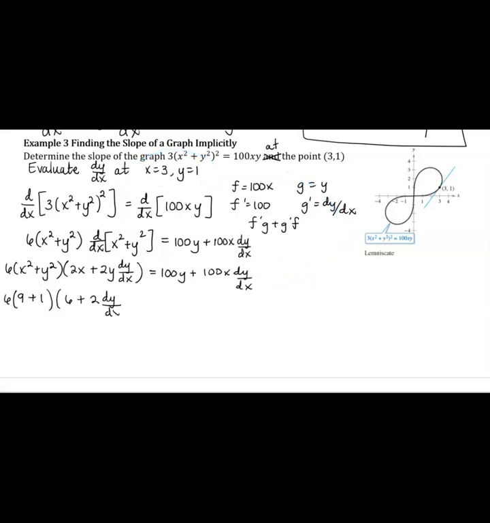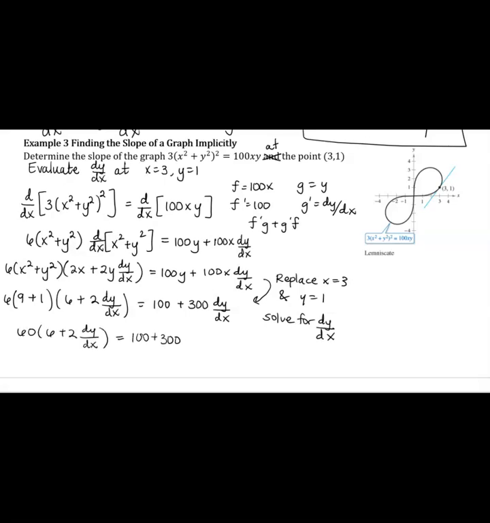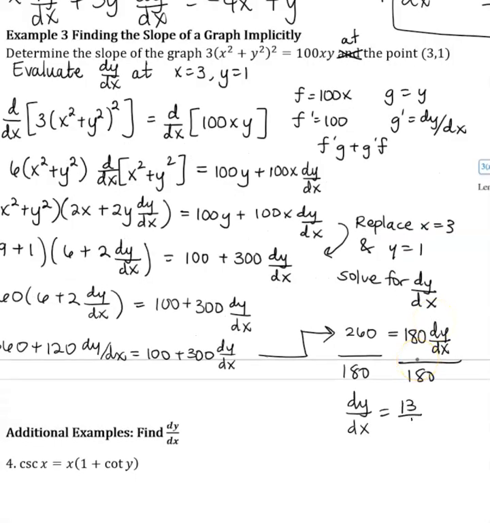So I am coming into this equation and I am replacing all of the x's with 3 and all of the y's with 1. And what I want to know now is, well, what does dy dx equal? So to get from here to here, now I'm going to solve for dy dx. dy dx is equal to 13 over 9.